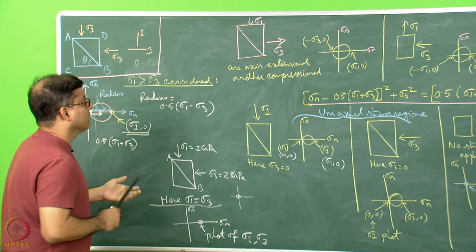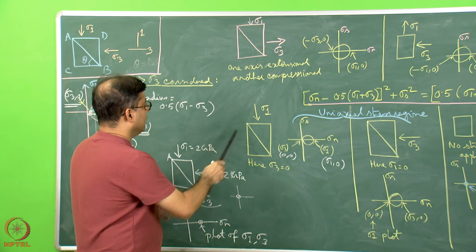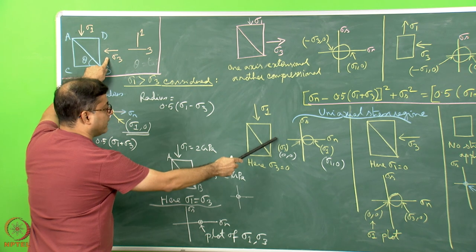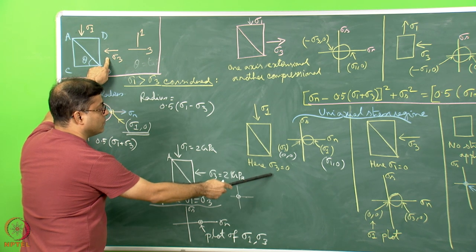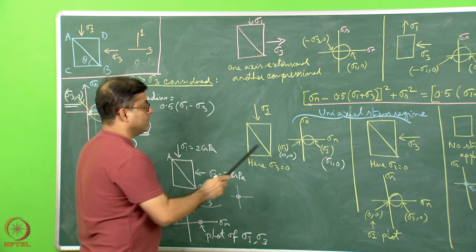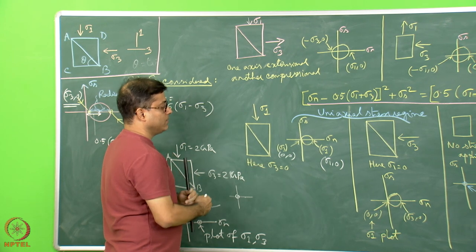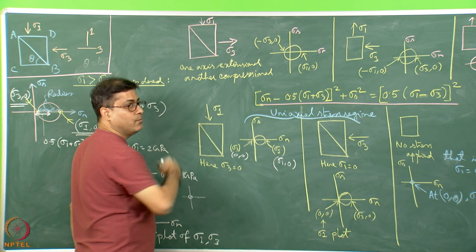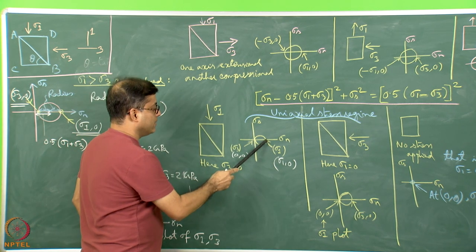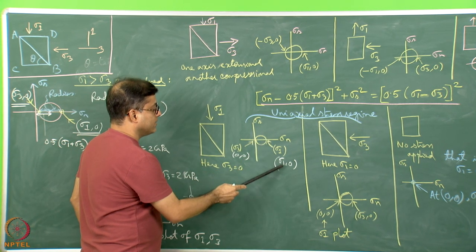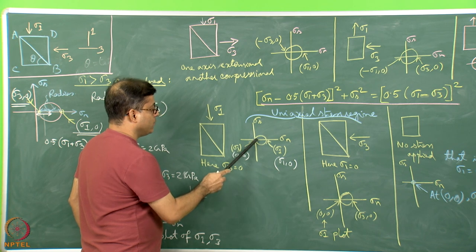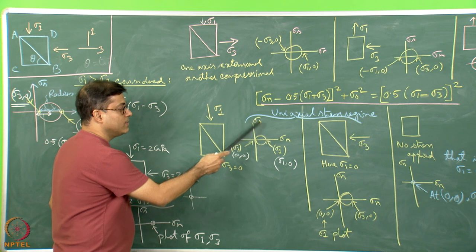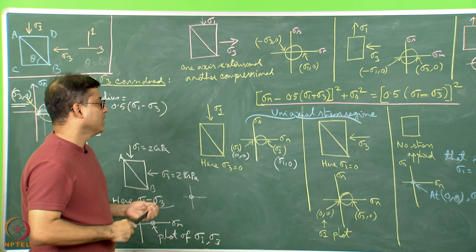Okay. Now let's look at the other case. Imagine sigma 1 is acting here, and as you see sigma 3 is not acting, so I write sigma 3 is equal to 0. In that case, this is going to be the plot. That means the sigma s axis is going to be tangent to the Mohr circle. This point represents sigma 1 with coordinate sigma 1 comma 0, and this point represents sigma 3 with coordinate 0, 0, the origin of the coordinate system.